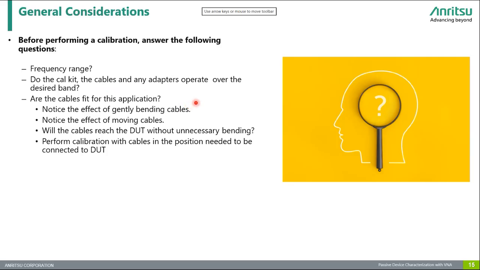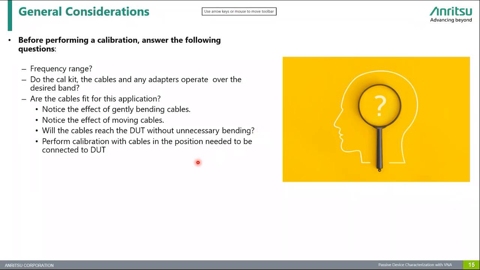Next, evaluate the condition and suitability of your cables. Even high quality cables can degrade over time or due to improper handling. Pay attention to the effect of bending the cables. Even a small gentle bend can alter their electrical characteristics. Consider the impact of moving cables during or after calibration, which can shift the reference plane and invalidate your results. And whether the cables can comfortably reach the DUT without excessive bending or strain.